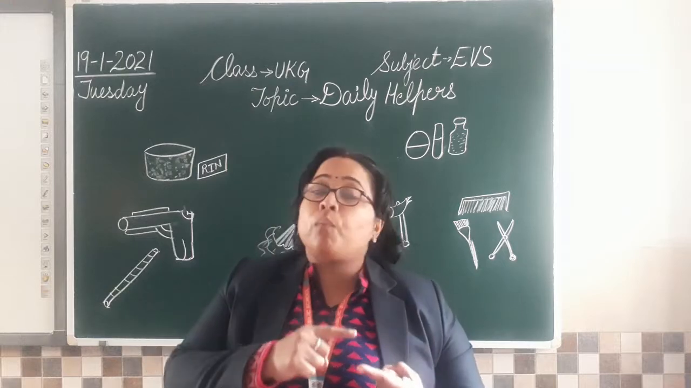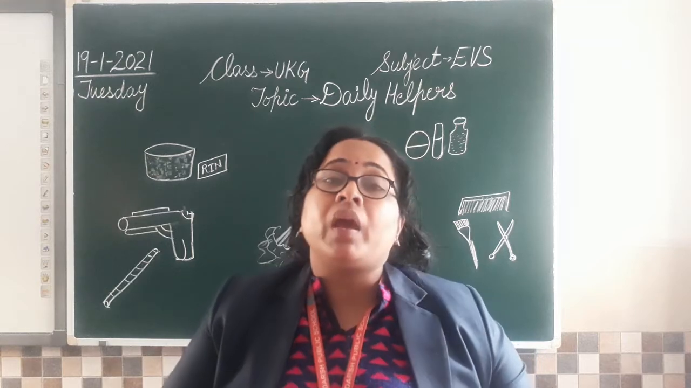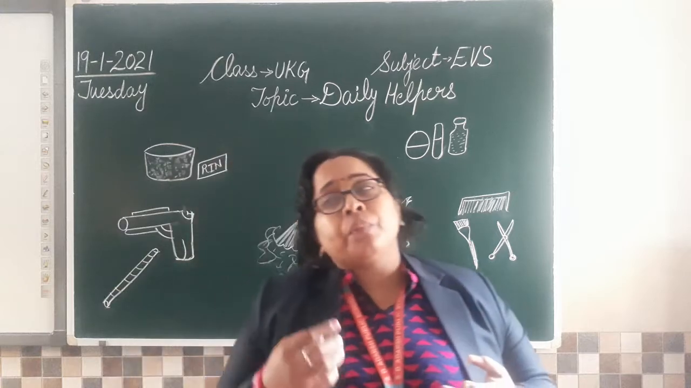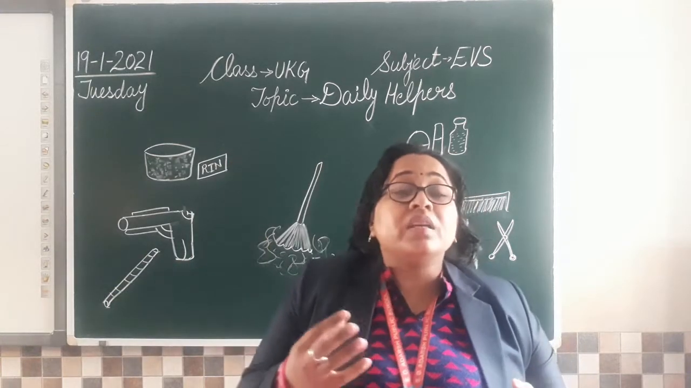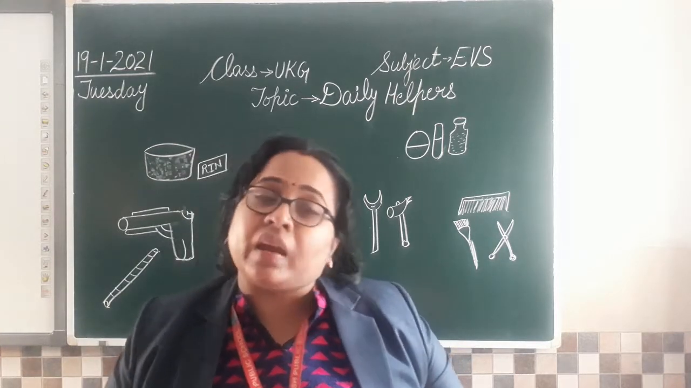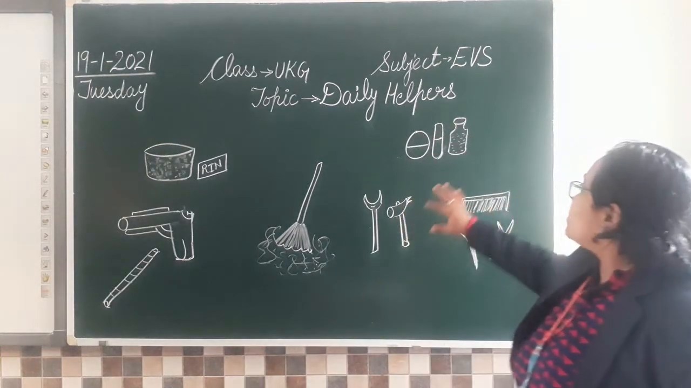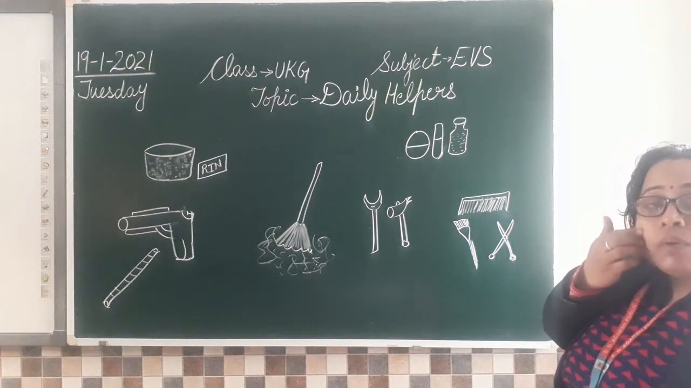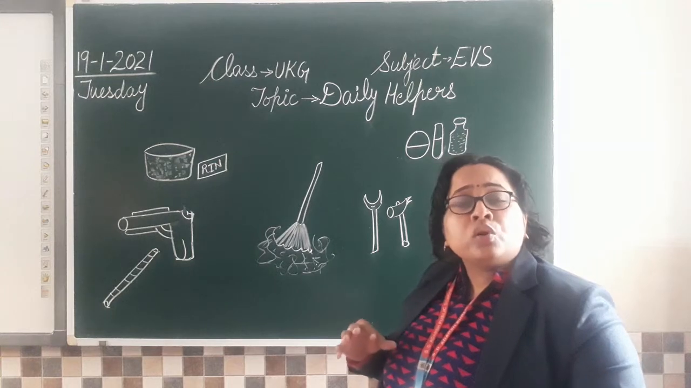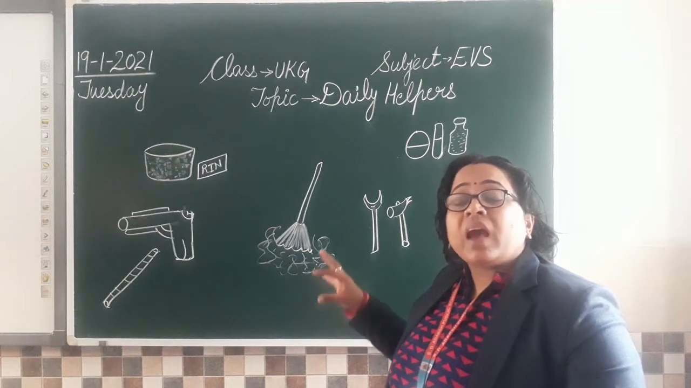It can be with the help of the tools they use, with the help of the uniform they wear, or the way they are helping us, or the vehicles they are using. So there are many ways we can identify these helpers. For example, I have drawn some pictures here. ठीक है, अब इन pictures को देख के, if you identify these pictures, you will be able to connect these pictures with the people.